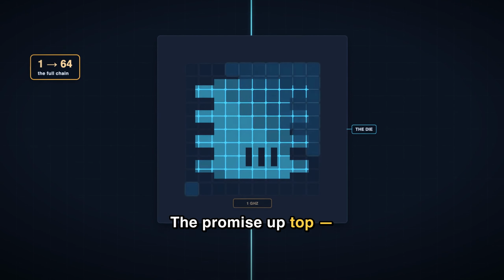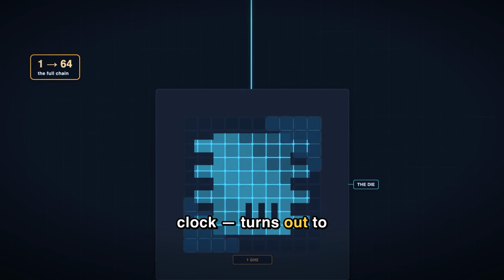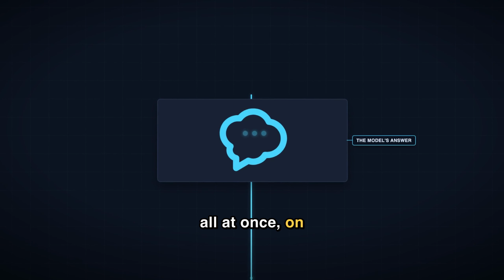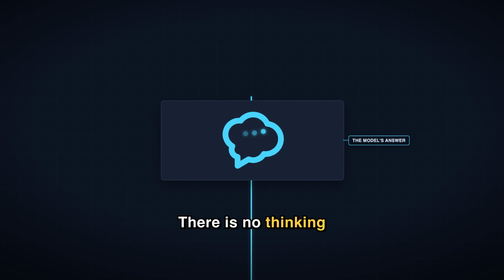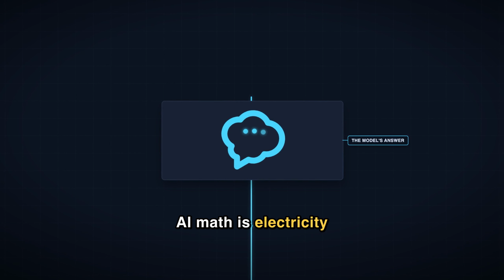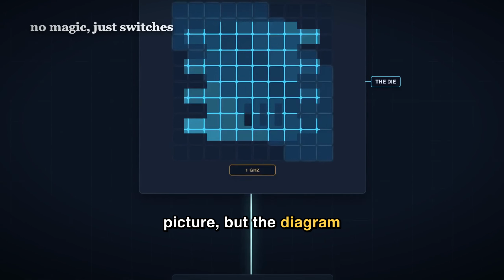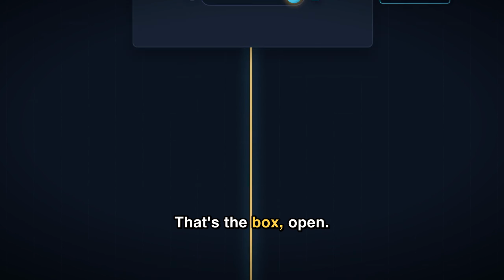The promise up top, 64 multiplies in one clock, turns out to be nothing mysterious. It's a wall of adders wired to fire all at once, on one heartbeat of the clock. There is no thinking metal here. AI math is electricity moved through switches, at a scale and speed the human mind can't picture, but the diagram can. That's the box open.